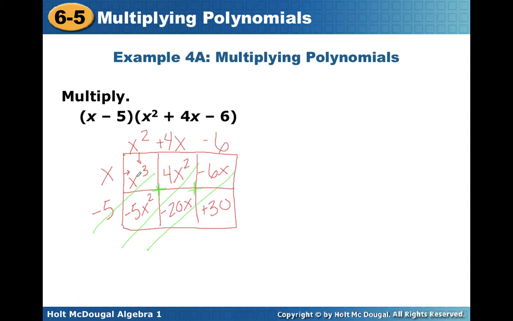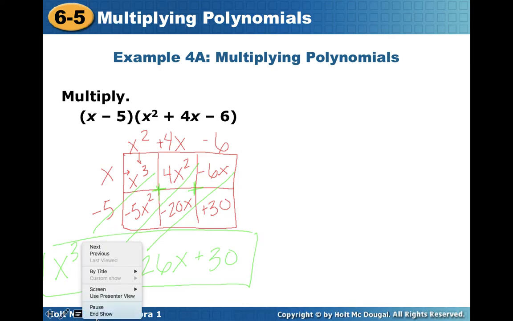So x cubed does not combine with anything, so we can just write x cubed. Here we have 4x squared and negative 5x squared combines to negative x squared. Again, imaginary 1 if you want to write it. Negative 6 and negative 20 combine to get you negative 26x. And then lastly, we have a 30 over here that cannot be combined. And there is our final answer.